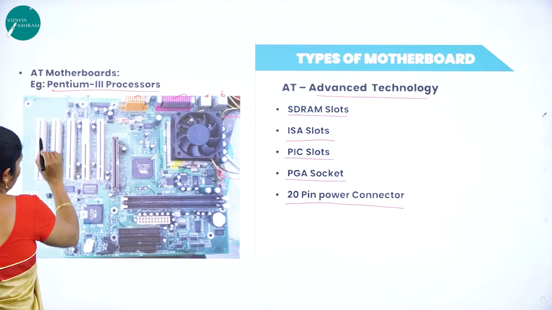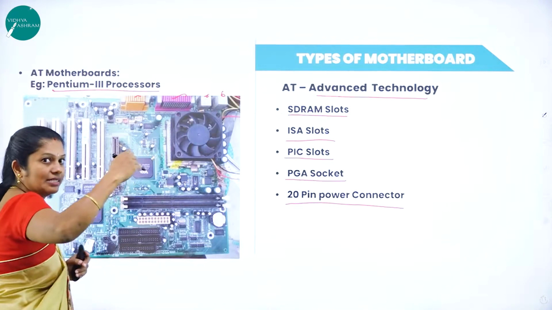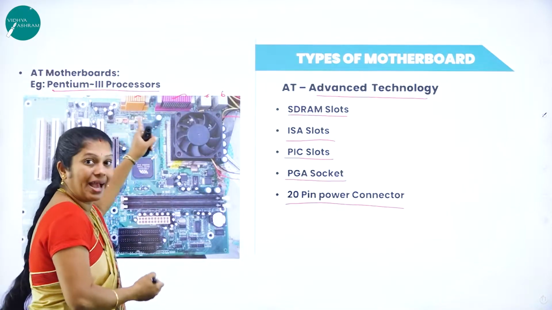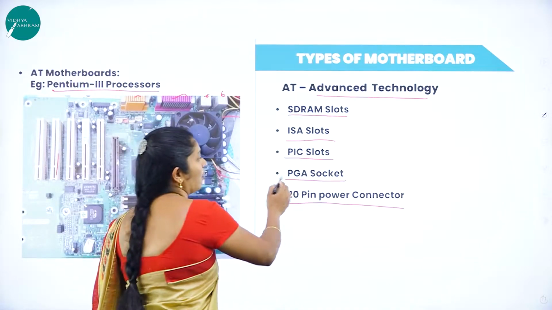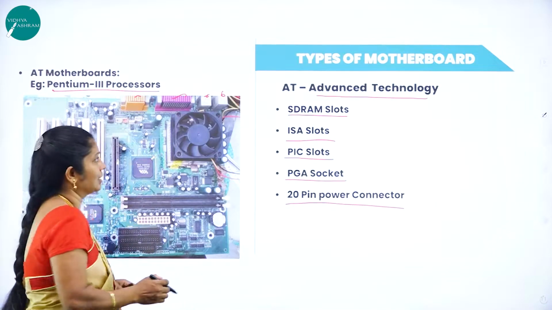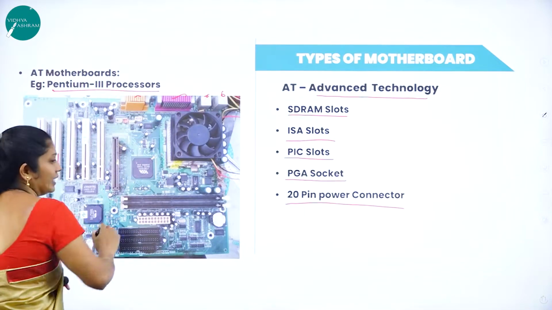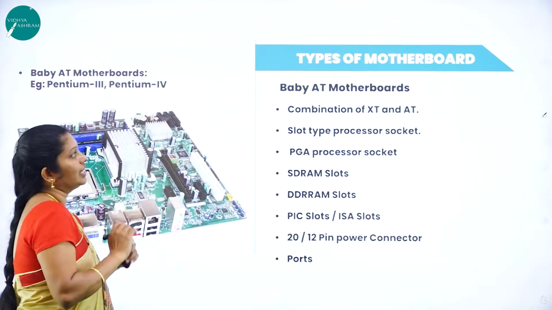This, whatever here, this is also a slot; everything is slots. But where we insert additional devices on the back side of the CPU, that can be called a port. Whereas here, we have PGA sockets as well as a 20-pin power connector. This is an example for Pentium 3. This is the example for ATX. Now, is it clear? Next, we will move on.